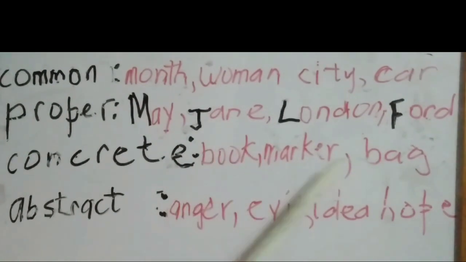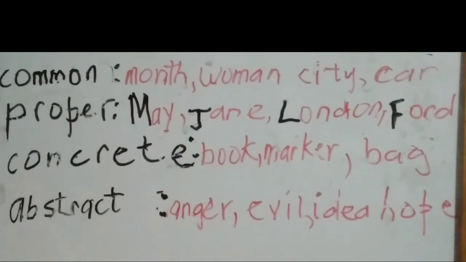Book, marker, bag. Now, abstract nouns are like the opposite of concrete nouns. They are intangible. You can't see them, you can't touch them, but you know they exist because you know that anger exists. So anger is a thing, but it's not a concrete noun. It's not something you can touch. It's not something you can see. It's an emotion. All right. So let's go. Anger, evil, idea, hope, and we have a lot of them, but these are the examples that we're going to focus on. So I hope you have grasped that.